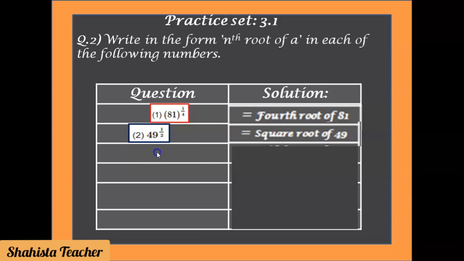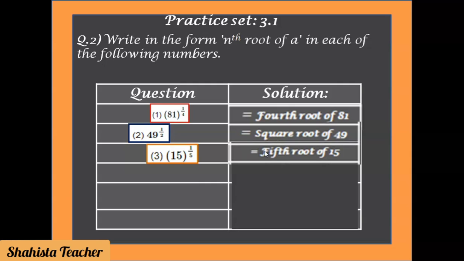Now sub question 3. 15 1 upon 5. How will we write it? We have to write this in words. This is 5, so 5 is called fifth. Fifth root of 15. 15 is the base, and the base is a. So a is 15. Fifth root of 15. Here we will write fifth root of 15.